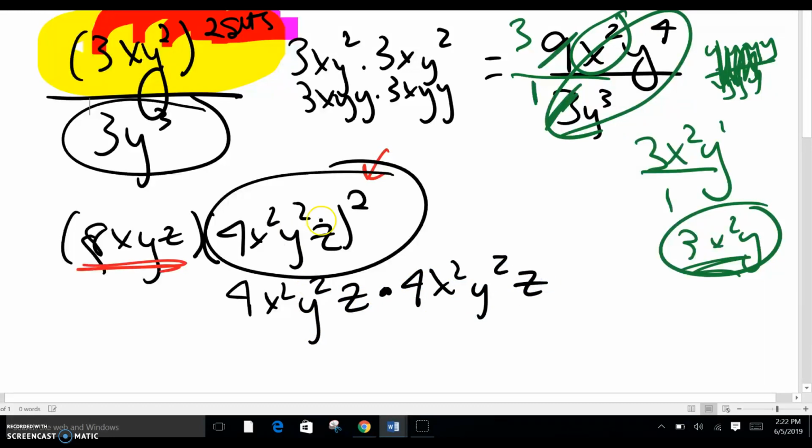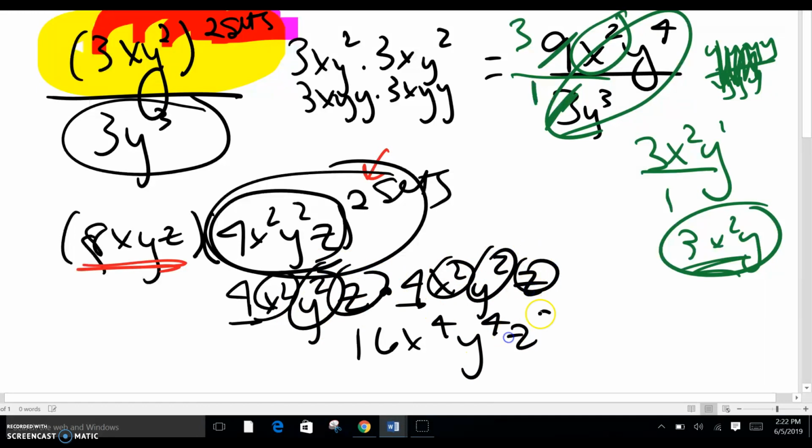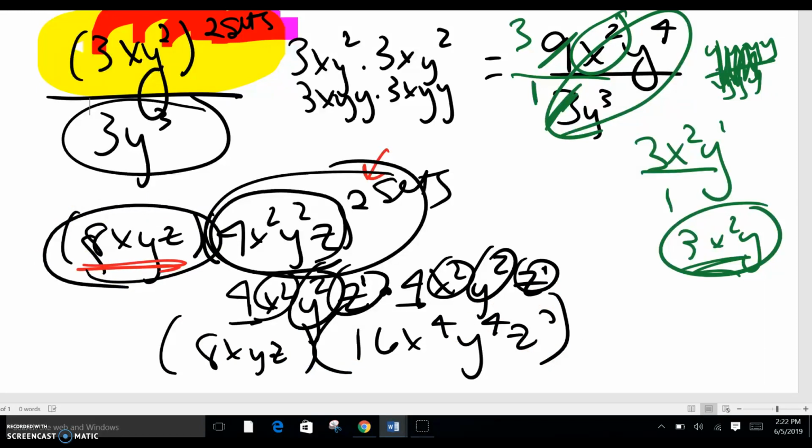All right, so I have 2 sets or 2 groups of this. So again, 4 times 4 is 16. I have 2 x's, 2 x's, so I have 4 x's, 2 y's, 2 y's, so I have 4 y's, and I have a z and a z, so I have 2 z's. Now again, you can add the exponents. You can even write them out more if you want, but you're counting. All right, so that's that part. And then we still have this part.